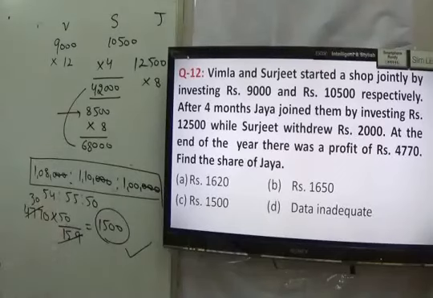Now we take the profit sharing ratio, which is 54 : 55 : 50, and I have to find the share of Jaya. Jaya means 50, so I can say 4770 into 50 by 159, and finally solving, the answer is rupees 1500. It becomes my answer.